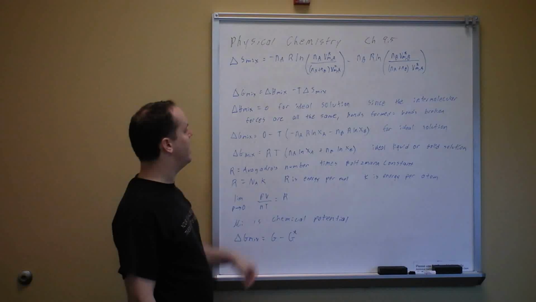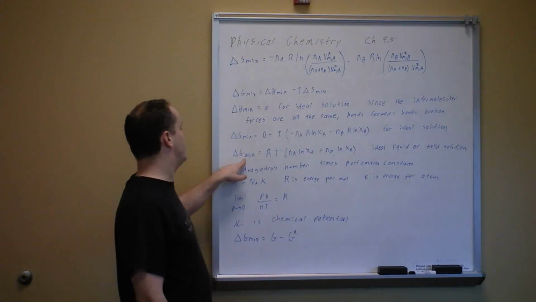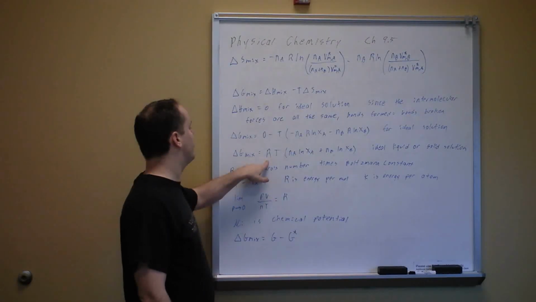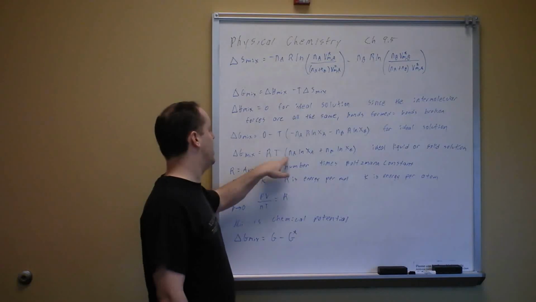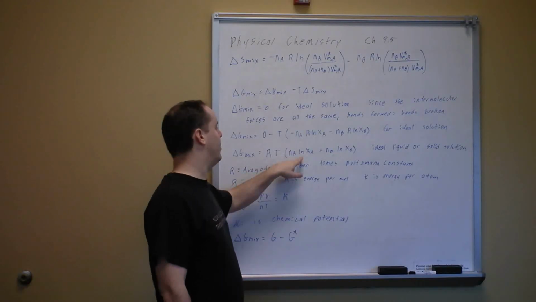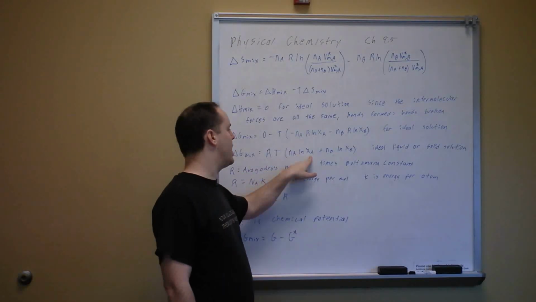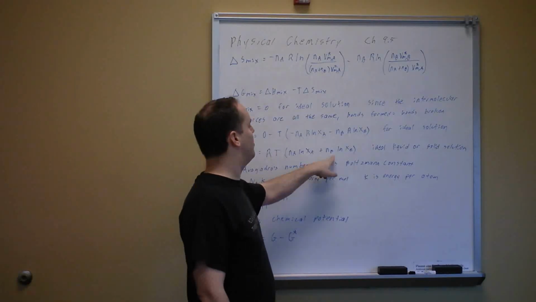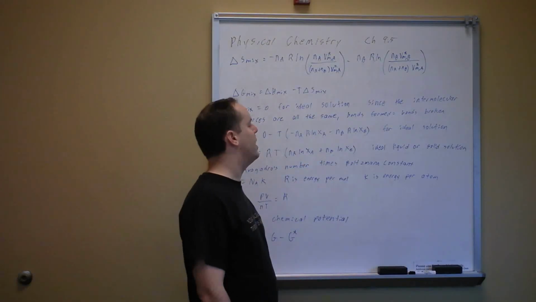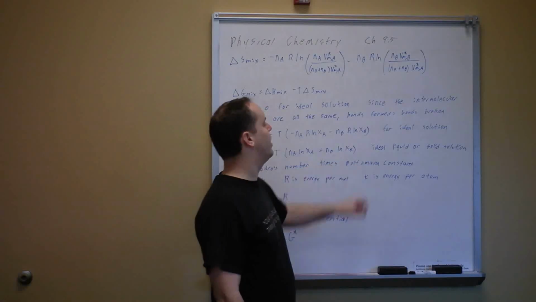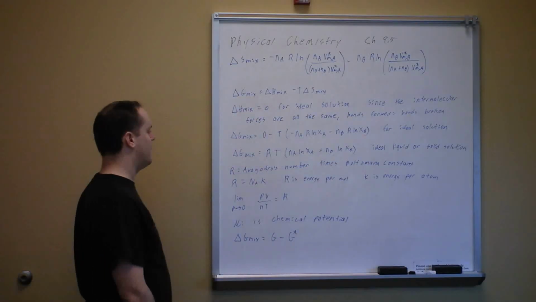So just distributing out the minus sign, we're going to get the change in Gibbs free energy of the mixture is going to be equal to R times T times the number of moles of A times the natural log of the mole fraction of A, plus the number of moles of B times the natural log of the mole fraction of B. And this is for an ideal liquid or solid solution.